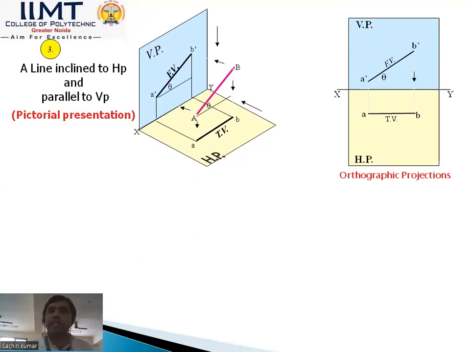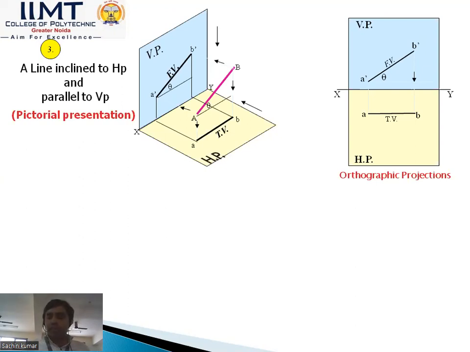So we extended A dash to A and B dash to B vertical. We can draw a vertical line from A dash to A and B dash to B and draw the true length. In this case, only the front view gives the true length; the top view does not give the true length. That is the case of a line inclined to HP and parallel to VP.